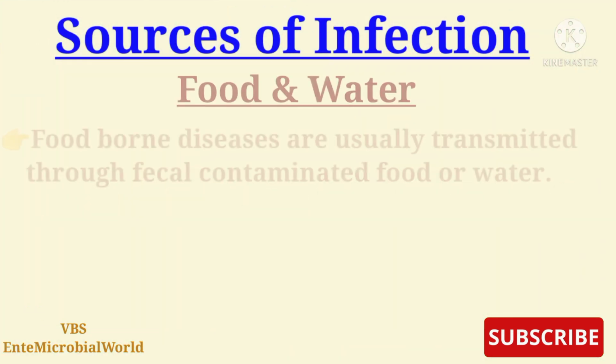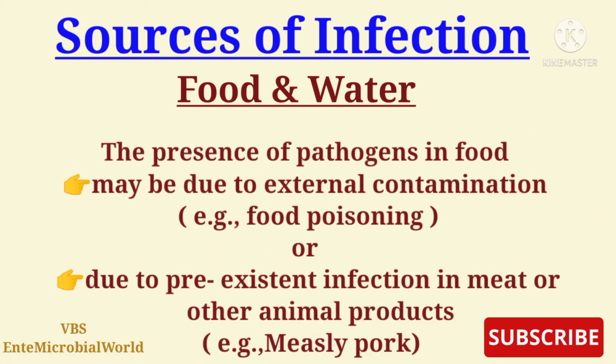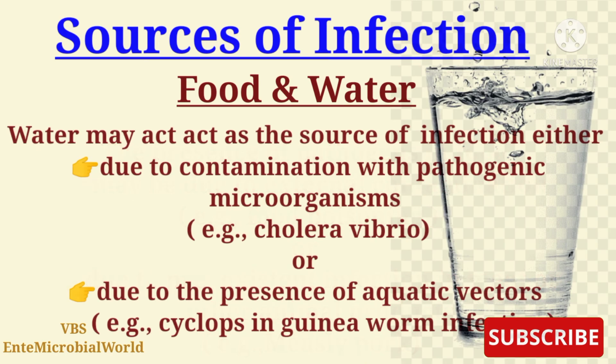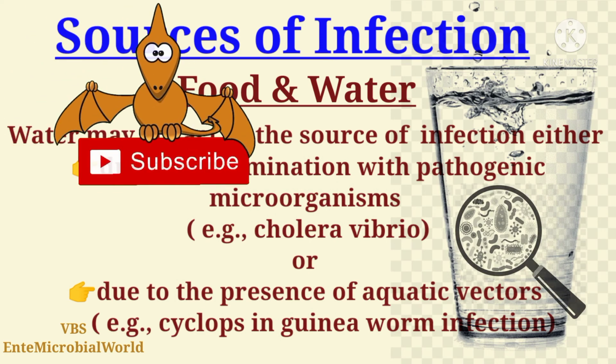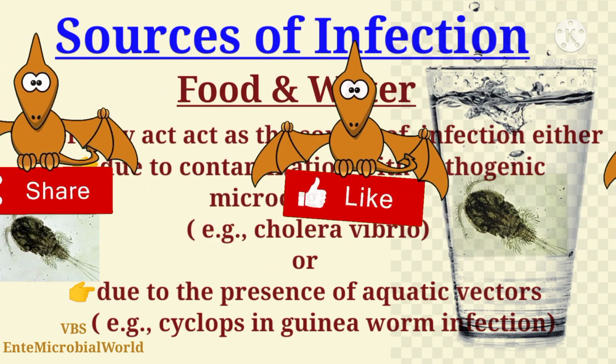Finally, we are going to see about food and water. Foodborne diseases are usually transmitted through fecal contaminated food or water. The presence of pathogens in food may be due to external contamination or due to pre-existent infection in meat or other animal products. Water may act as the source of infection either due to contamination with pathogenic microorganisms or due to the presence of aquatic vectors.